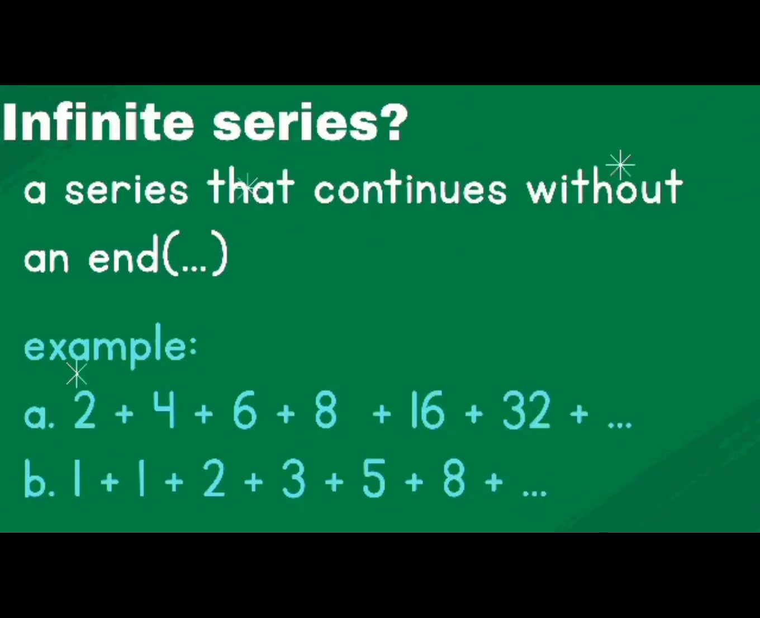An infinite series is a series that continues without an end. Unlike a finite series that has a specific number of terms, an infinite series goes on forever. It never stops adding numbers. We usually show this using three dots called an ellipsis, which means the pattern keeps going. For example, in letter A, 2 plus 4 plus 6 plus 8 plus 16 plus 32, and so on.